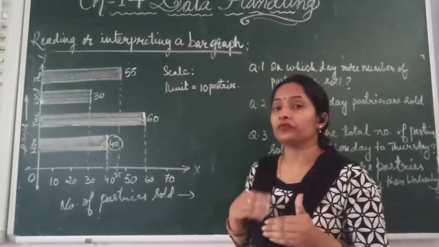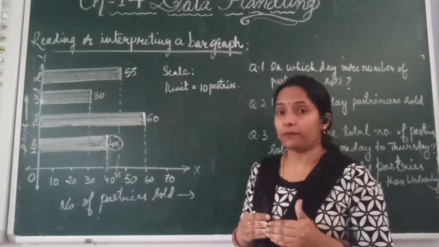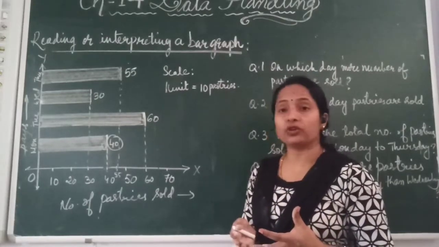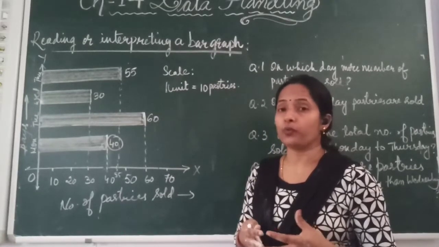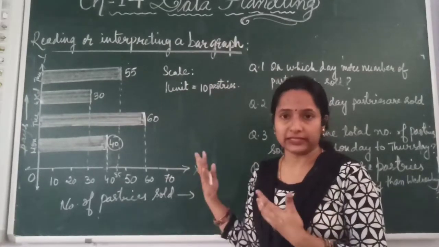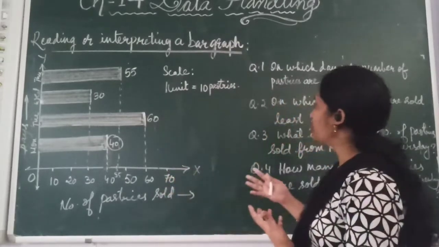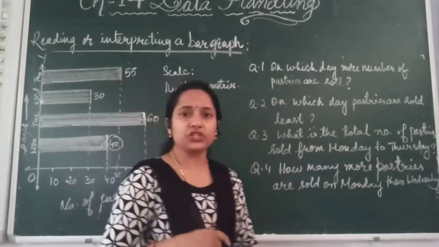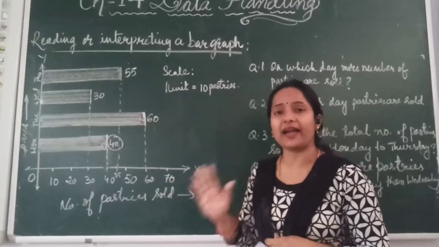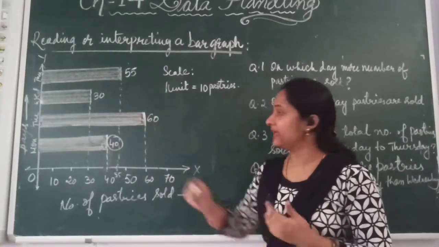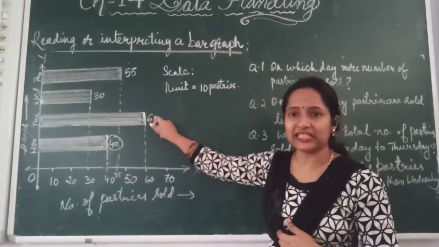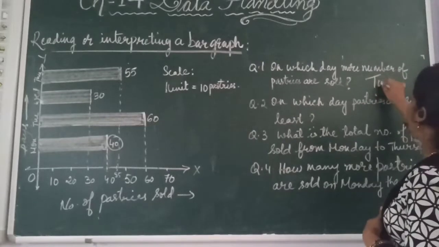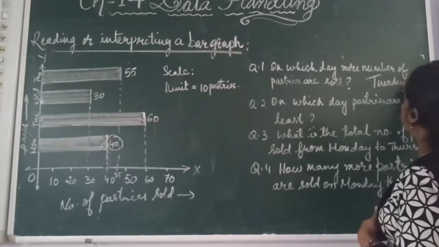Now what do you mean by interpretation? Suppose you have many questions and queries about this particular information given to you, or you want to know something about the data given in the bar graph. Like the first question which I have framed here is, on which day were more pastries sold? Just by observing the heights of the bars, immediately you can say that this is the highest bar. On Tuesday, more pastries were sold. So the answer will be Tuesday, isn't it?